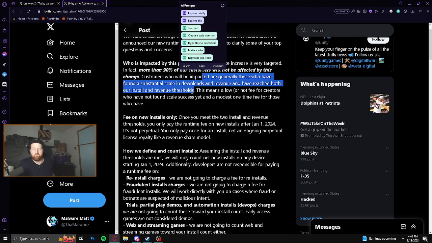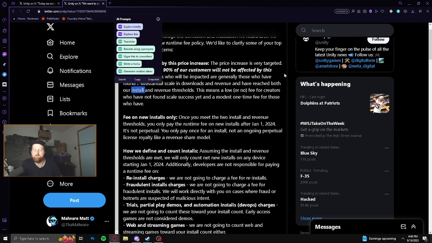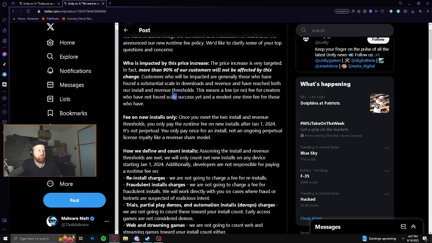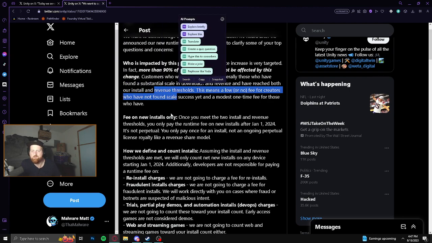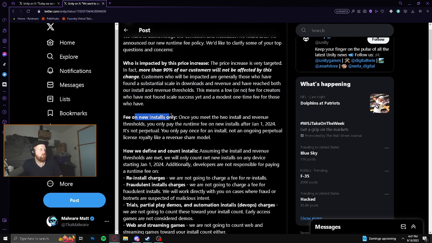Meaning, so say there's a free-to-play game. It's not going to affect the free-to-play people unless they have a model that gives them battle passes, that sort of stuff, like all these big name companies do. It shouldn't affect them because they don't hit the revenue threshold. That's what they're saying. And if you don't hit the install, say you have a $60 game, for example, and you don't hit the amount of installs you need, but you somehow make the revenue, you won't be affected that way either. That's what this is saying. The fee on new installs only, which is insane to me.